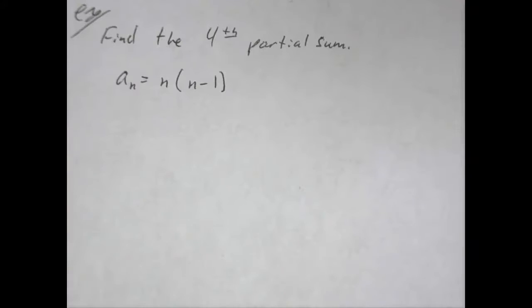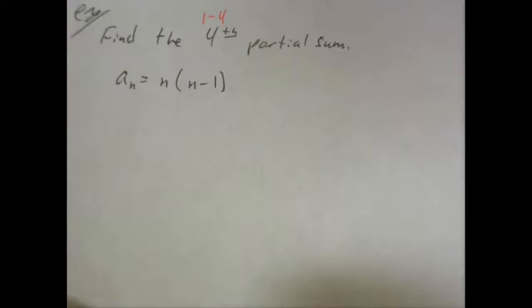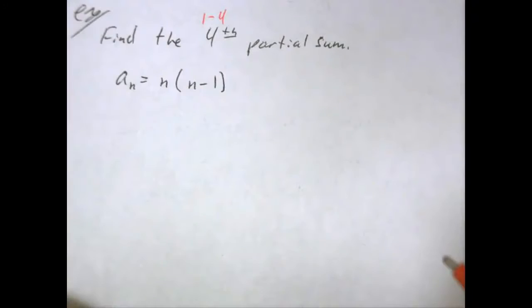All right, if it says find the fourth partial sum, don't be scared. All that's asking you to do is find the sum from the numbers 1 to 4, so from your first term to your fourth term.